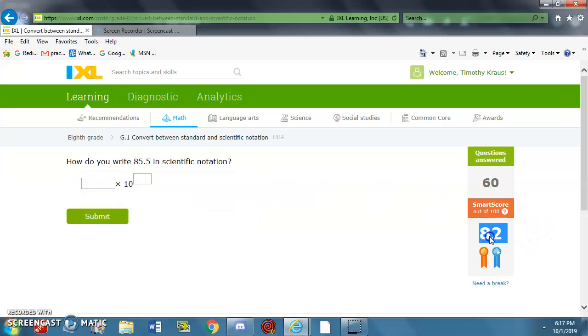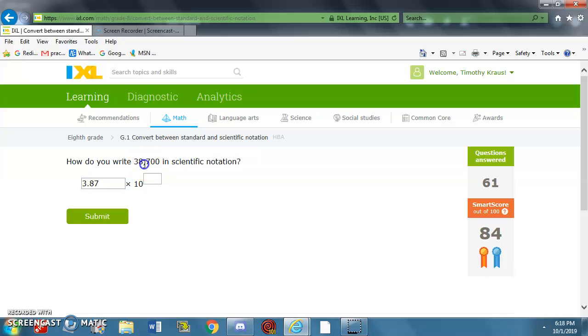I have to get up to a 90. I should get a green little thing right here. How do you write 85.5 in scientific notation? Put it right here. 1. Good job, Timmy. How do you write 38,700 in scientific notation? Let's go like this.